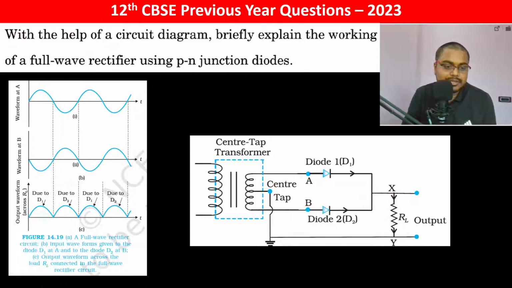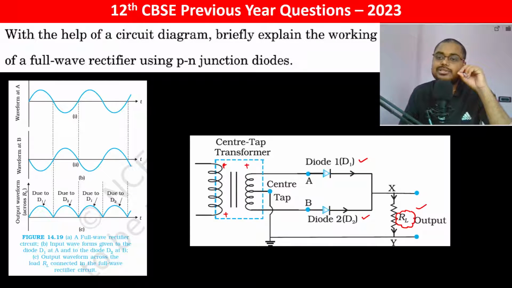So therefore we can tell that when this side is positive, when AC is having positive here, D1 is active, and when AC is having the polarity reverse, positive here, then D2 is active, or D2 is under forward bias. Okay, so at any time at least one is under forward bias, so therefore there is continuous current in the circuit, and this output, this RL encounters continuous current. Okay, so therefore this is full wave rectifier, so there is no half cycle. Okay, like in half wave rectifier it used to be, it is a full wave rectifier.